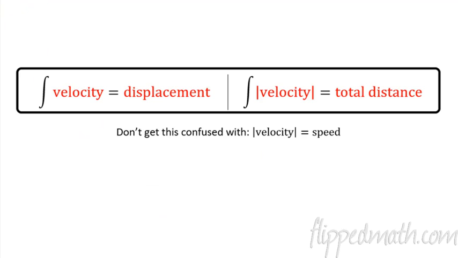Okay, that leads us to this next point. If you take the integral of velocity, you get displacement. If you take the integral of the absolute value of velocity, it is equal to the total distance traveled. Total distance. Now don't get this confused with when we take the absolute value of velocity. If you just take the absolute value of velocity, you get speed. If you take the absolute value of velocity and integrate it, you get the total distance traveled. All right, get those down. Pause if you need to at this point.